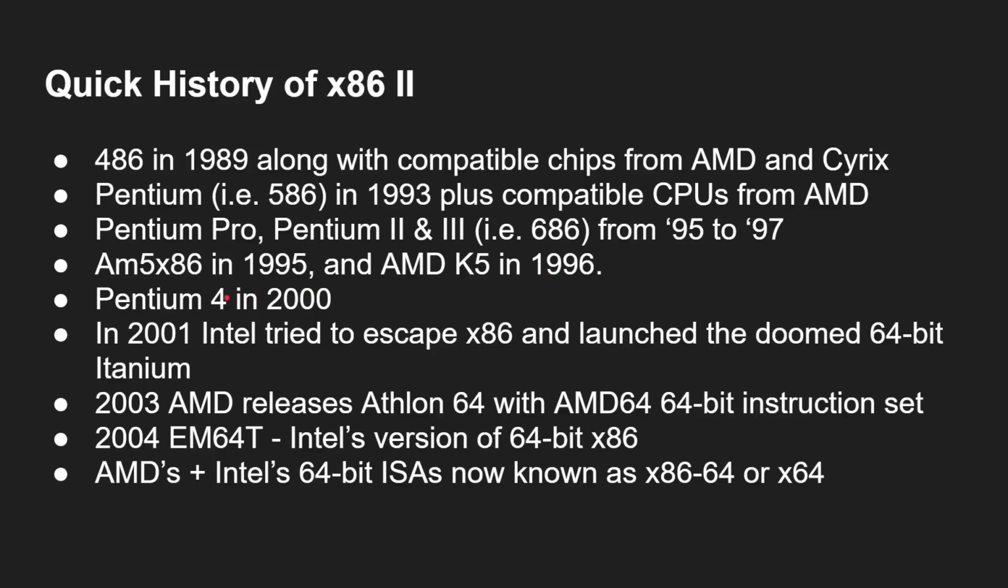By the year 2000, we got the Pentium 4. And then in 2001, Intel tried to escape its x86 legacy and launched the doomed 64-bit Itanium processor. Really, the industry was saying at this point, we need backwards compatibility. AMD jumped on board with that and came up with the Athlon 64, which had AMD64 in it, a 64-bit version of the x86 instruction set. Intel then came out with EM64T, Intel's version, in 2004. Collectively, AMD's and Intel's versions are now known as x86-64 or x64, though some people insist on calling it AMD64 in recognition of the fact that AMD were there first.